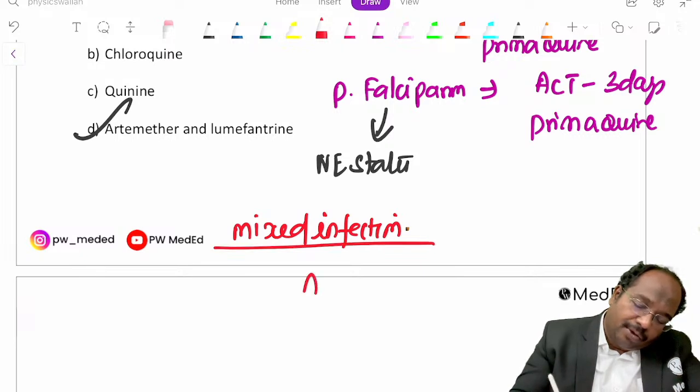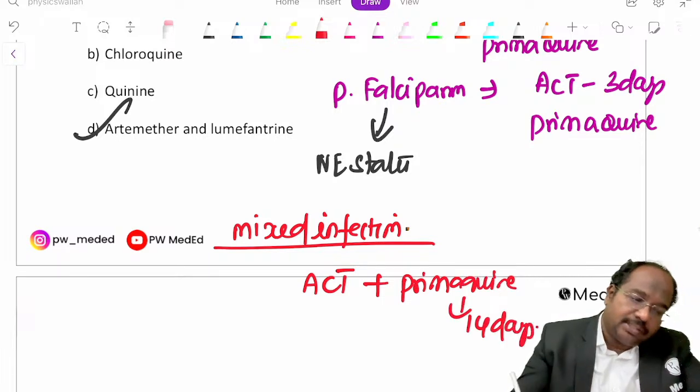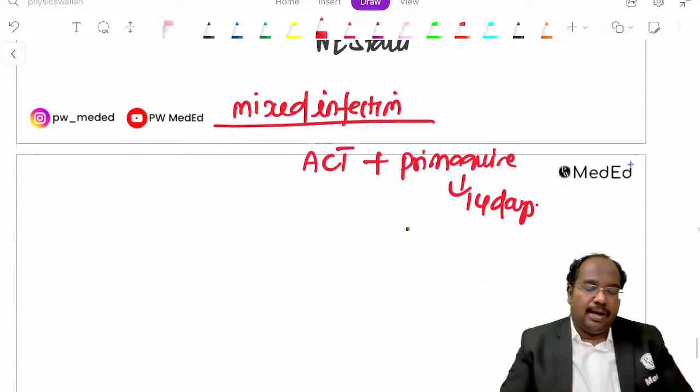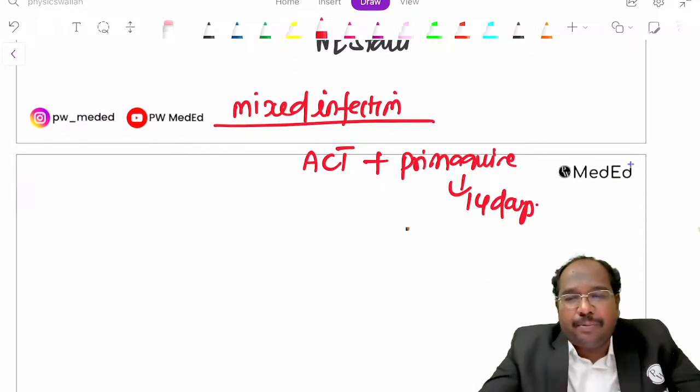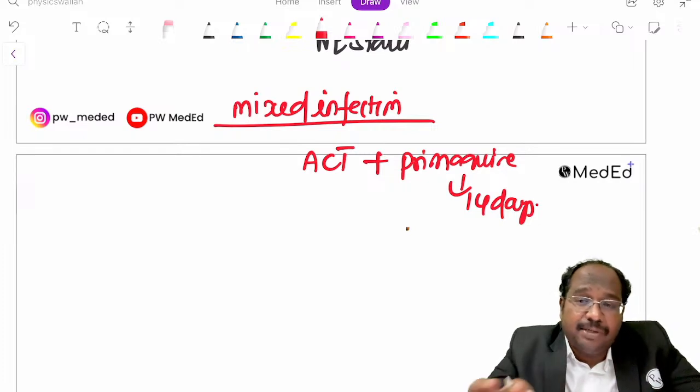Okay, so you have to give ACT plus primaquine. Primaquine you have to give; if Vivax is there, you have to give it for 14 days. Normally you can give 7. Normally for falciparum you can give 1 day, but if Vivax is there, it means 14 days.